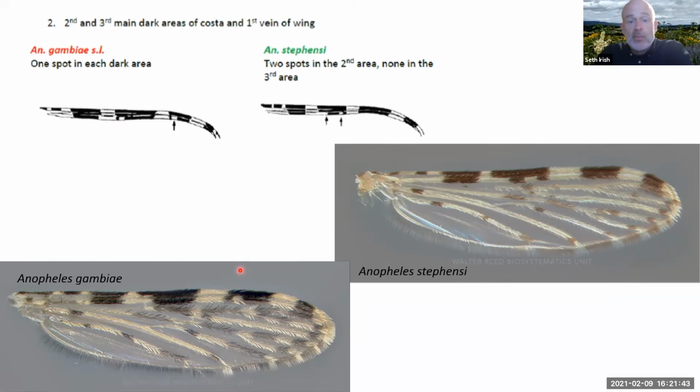Anopheles stephensi actually has 2 spots in this 2nd dark area, but none in the 3rd dark area. So if you look here, you can see this dark area. There's 1 interruption there, and similarly to this photo, the 2nd one is kind of blending into the border between the dark area. And if you look in this area, there's no interruption. So with gambiae, there's an interruption there on the 3rd dark area. With stephensi, no interruption.